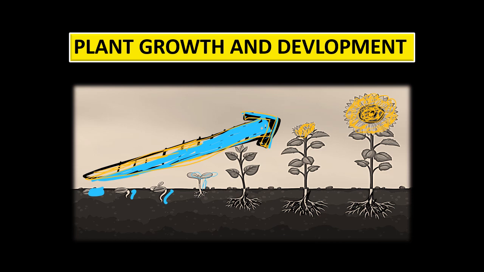For plant growth and development, different processes or functions are involved. One is called photosynthesis, another is respiration, and transpiration. These three major factors are involved in plant growth and development, along with other factors. So what exactly are the other factors involved in plant growth and development? I am discussing that now.